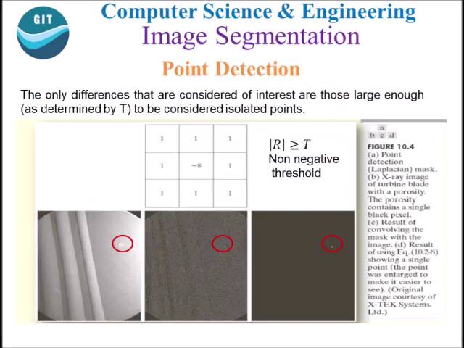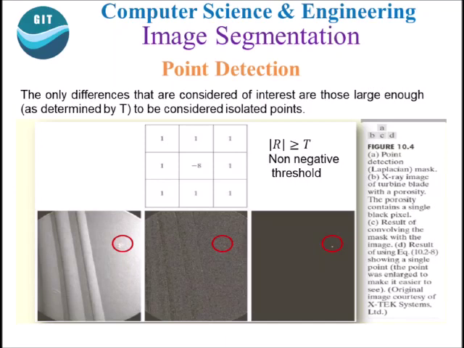The detection of isolated points in an image is straightforward in principle using the mask which is shown in this figure. The 3x3 mask has different values. The center pixel or center coefficient is 8 and all other coefficients in the mask have a value of -1. Now we say the point is detected at a location, say x, y in the image, where the mask is centered.